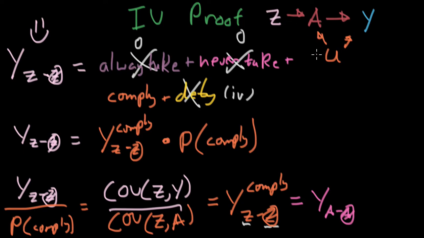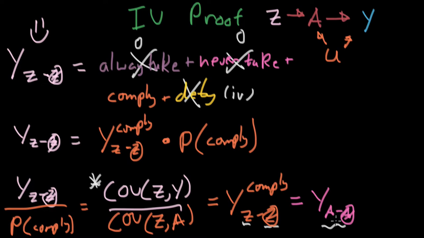Okay, so I hope you see what we've done. We've taken something that we can calculate right here. Let me put a little star right here. We can calculate this pretty easily, the covariance of Z and Y and the covariance of Z and A. And this will actually equal the average causal effect of A, our treatment, whatever that may be, on the outcome. Okay, this is the full instrumental variables proof.